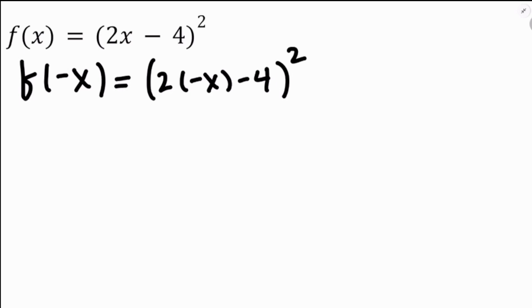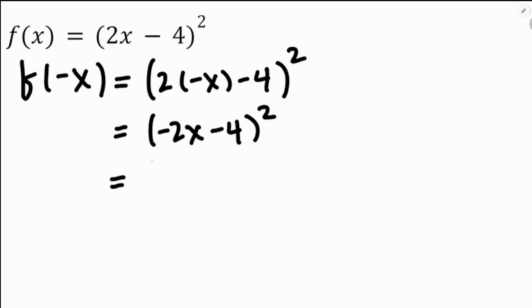And so that would be negative 2x minus 4 squared. And that's just not going to be the same thing as positive 2x minus 4 squared. If you wanted to understand why that was true, you could probably expand both of those and write them in standard form, and that might have been the best way to go here. But oftentimes we end up trying to factor out a negative 1 in this type of problem. So that's what I'm going to do.